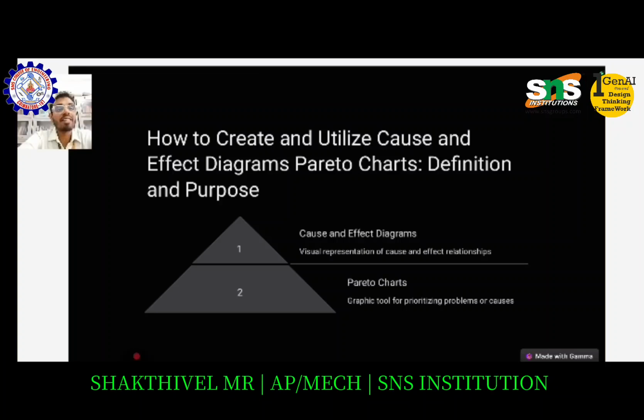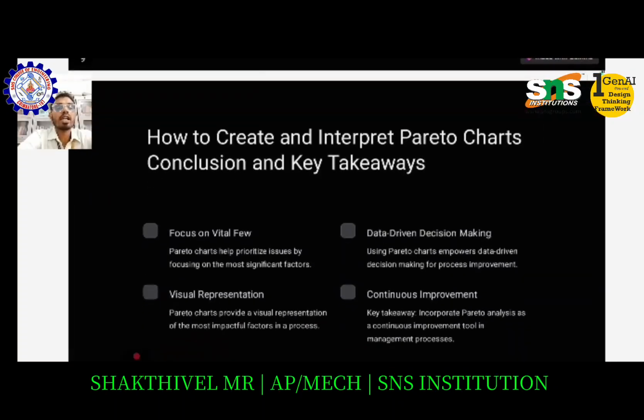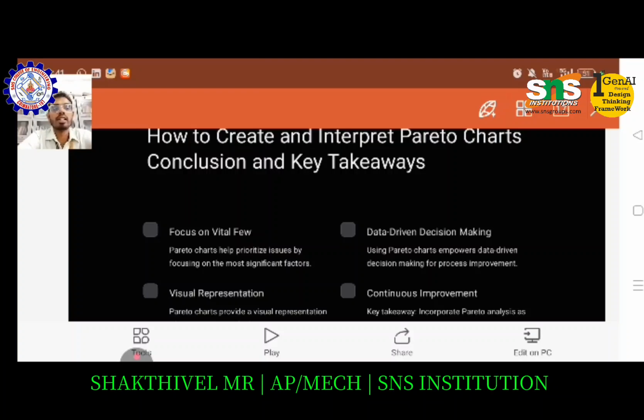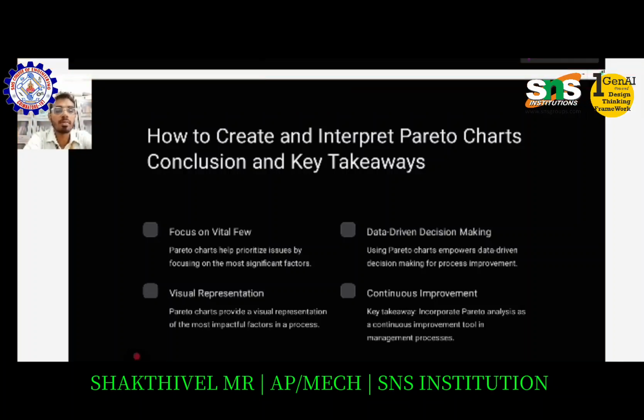A Pareto chart is a graphical tool for prioritizing problems or causes. It is an existing methodology, and Pareto charts together with the cause and effect diagram can give the best way to solve problems. How to create and integrate Pareto charts, conclusions and key takeaways. We have to focus on the vital few, data-driven decision making, visual representations and continuous improvement.